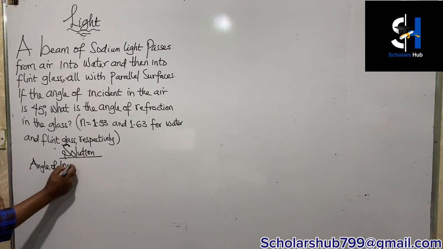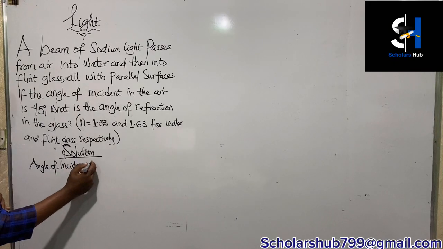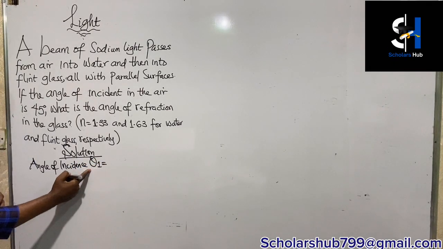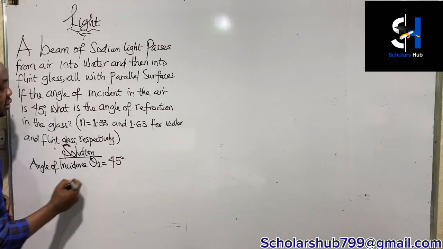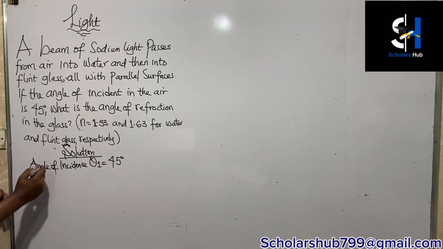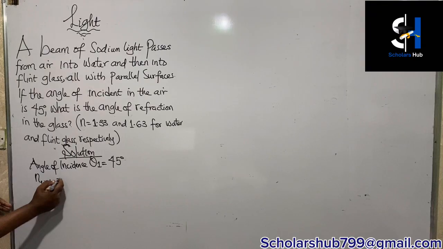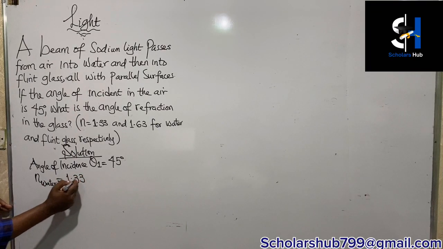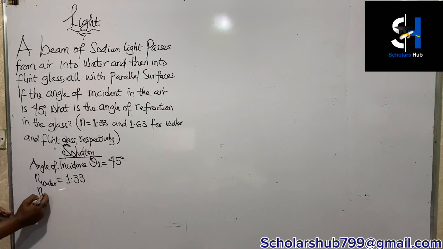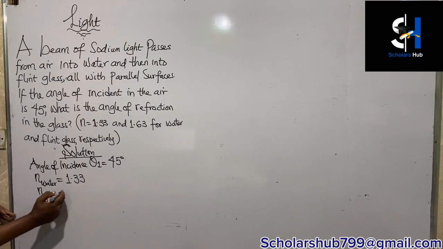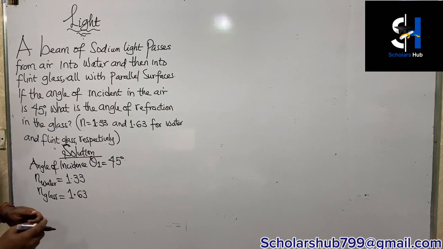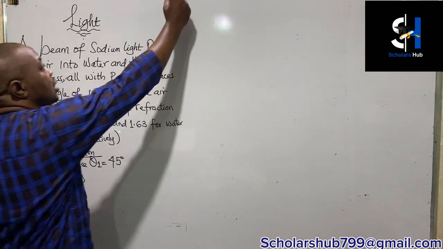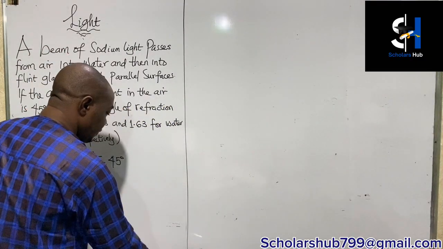We're given the angle of incidence. Let's say the angle of incidence is what we designate as theta 1, which is 45 degrees. Now we're also given the index of refraction in water to be 1.33. Then also we are given the index of refraction in the flint glass, which is 1.63. Okay, so now let's analyze the figure.